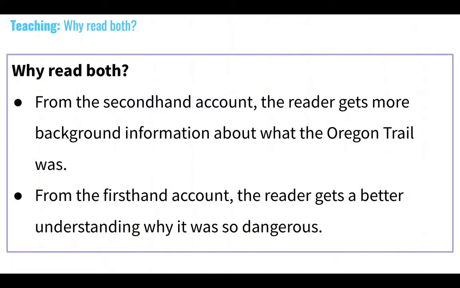It's important to read both though, because from the second-hand account, the reader gets more background information about the Oregon Trail, and from the first-hand account, the reader gets a better understanding of why the Oregon Trail was so dangerous.